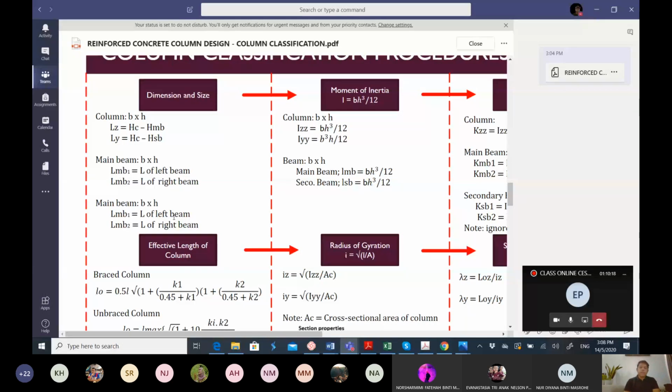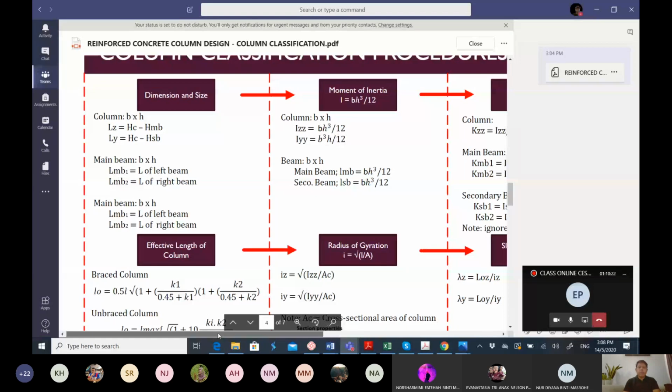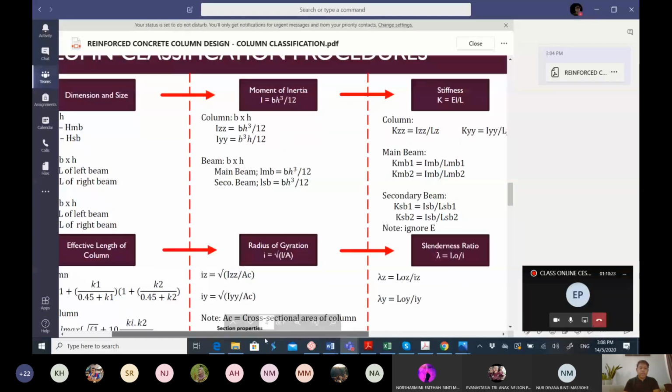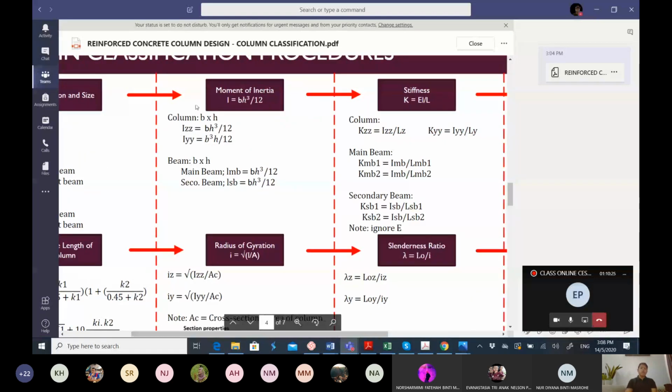Okay, next is the moment of inertia. For the moment of inertia, you have to be careful, especially for the column. For the main direction, it is BH cube over 12. For the Y direction, the minor axis, it is B cube H over 12. For the beam, the moment of inertia is as usual BH cube over 12 for both.